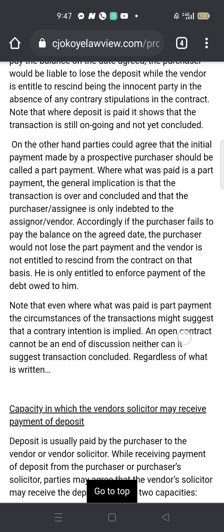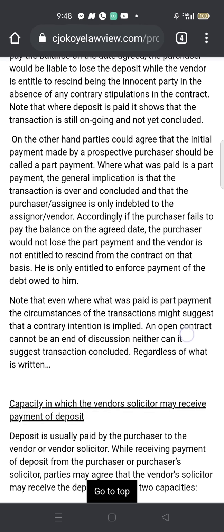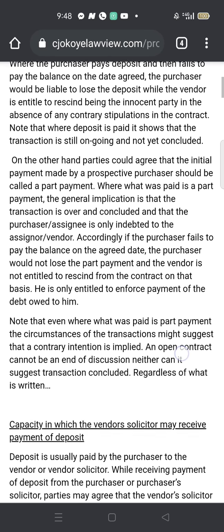So if the purchaser fails to pay the balance on the agreed date, he does not lose title over the land. The land still belongs to him, and he does not lose the part payment he has made, unlike in deposit payment. So here the transaction is seen to have been concluded. So you understand the difference between deposit payments and part payments, and that is what we want to talk about now. So thank you.